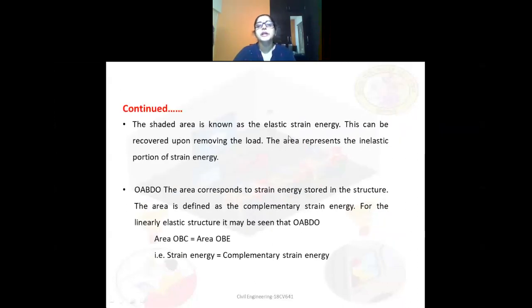So the shaded area is known as what? Elastic strain energy. This can be recovered upon removing the load. Once the load is removed, it will regain back its original shape. So hence the shaded portion is called elastic strain energy. The other area represents the inelastic portion of the strain energy. Here the energy is stored in the structure, and the area is defined as a complementary strain energy for the linearly elastic structure.